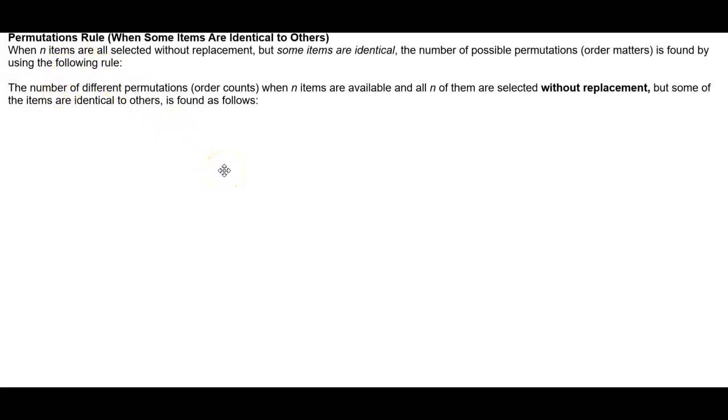Permutations rule when some items are identical to others. When n items are all selected without replacement, but some items are identical, the number of possible permutations where order matters is found by using the following rule. The number of different permutations where order counts, when n items are available and all n of them are selected without replacement, but some of the items are identical to others, is found as follows.